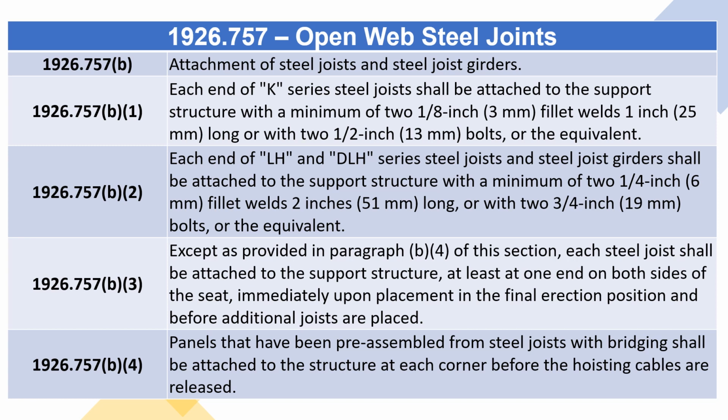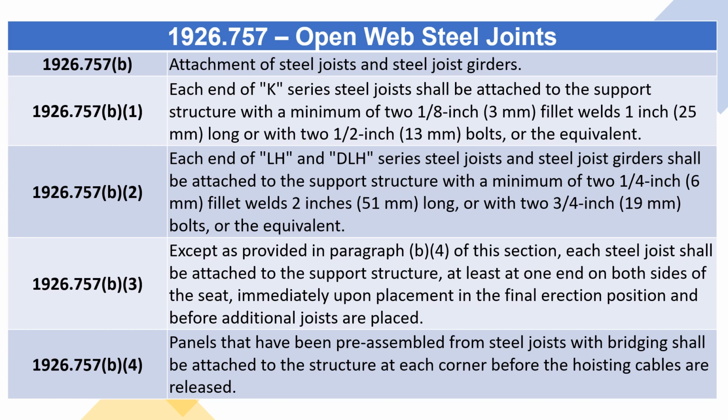1926.757 B2, each end of LH and DLH series steel joists and steel joist girders shall be attached to the support structure with a minimum of two 1/4 inch (6 mm) fillet welds 2 inches (51 mm) long, or with two 3/4 inch (19 mm) bolts, or the equivalent.